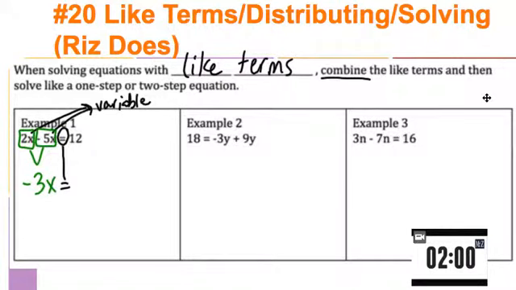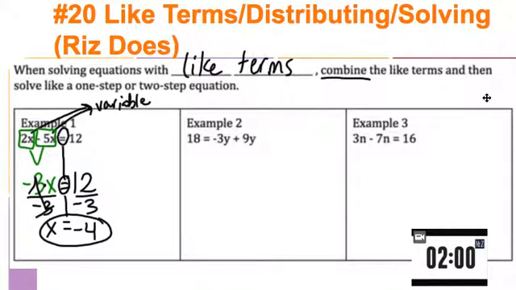Now on this side I'm just going to bring down the 12, and I'm going to keep going. This means negative 3 multiplied by x is equal to 12. Well here I can use my inverse operations. Inverse operation of multiplication is division. So I'm going to divide by negative 3. This creates 1x is equal to negative 4. Okay.